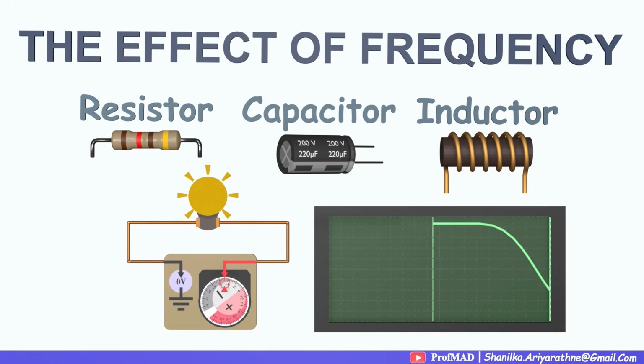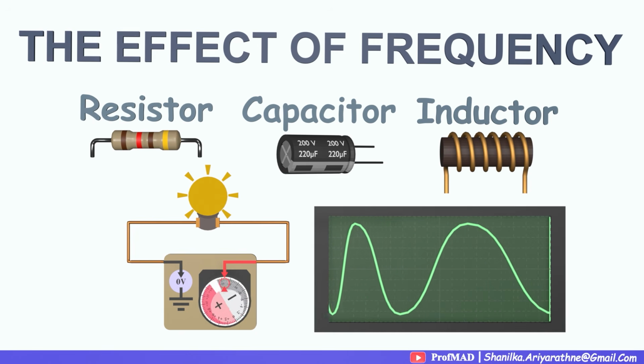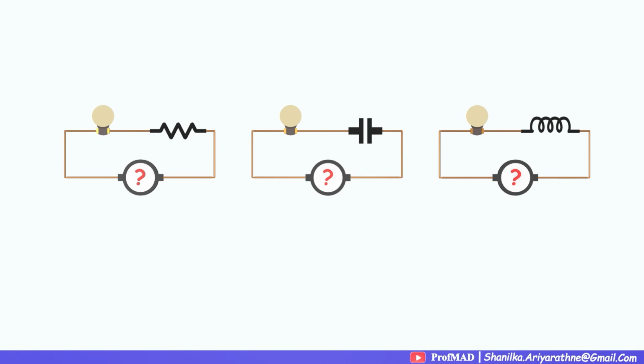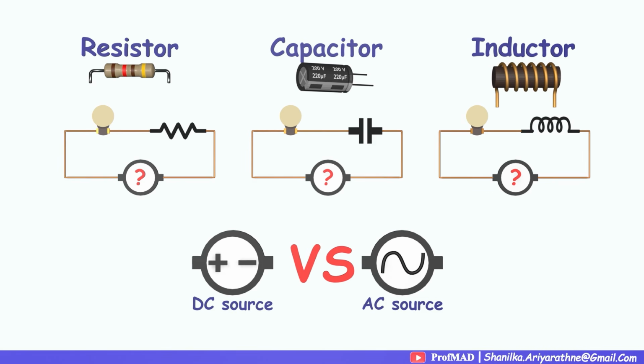In this video, we're going to explore how changing just one thing, the frequency, can completely change the behavior of a circuit. Here we have three simple circuits, one with a resistor, one with a capacitor, and one with an inductor. Now let's test all three using both DC and AC power sources and see how differently they behave.